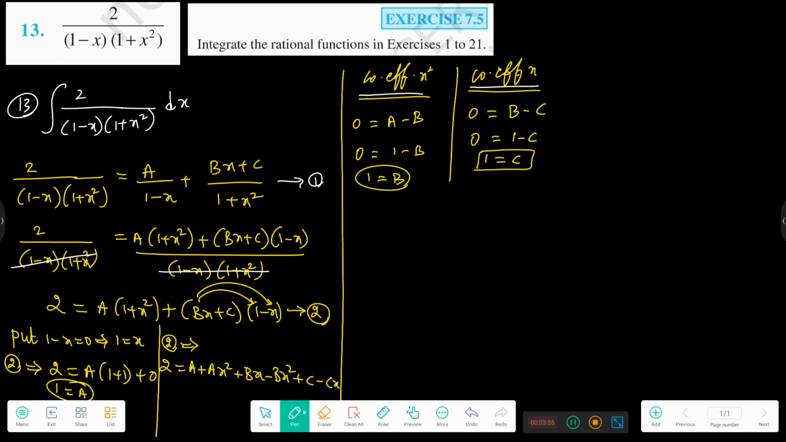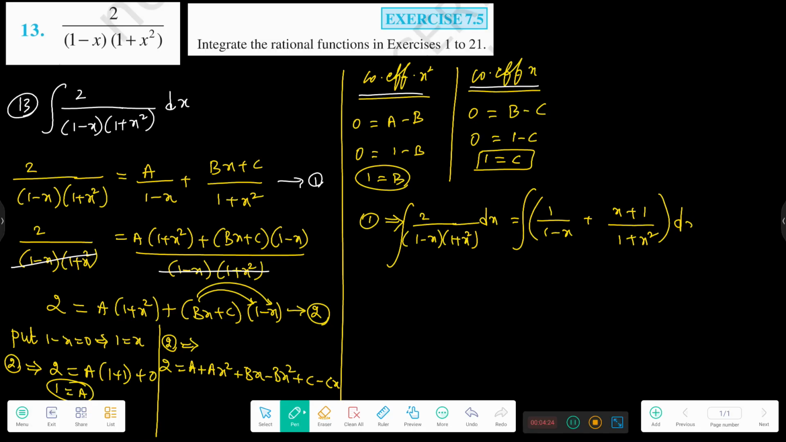Right, fine. Now we'll apply all those things in answer number 1. So 2 divided by (1 minus x) into (1 plus x square) is equal to A value 1 divided by 1 minus x plus b value also 1, even c value also 1. So that x plus 1 divided by 1 plus x square. So when I apply integral on both the sides, I am getting like this.